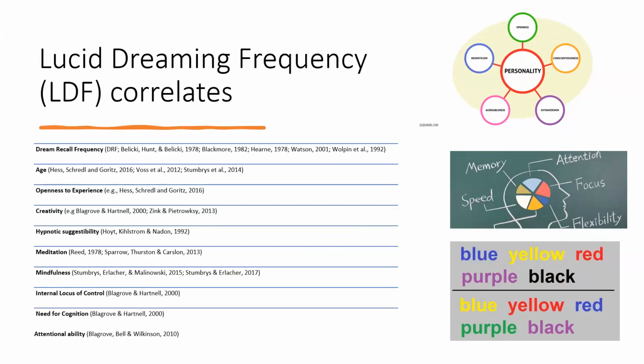But also, several studies have shown that there's differences between those who have high dream recall frequency versus those who have low, and these areas that are different between those who are high dream recall versus low are also implicated in lucid dreaming. Then we have age is a factor. The more we age, the less frequent lucid dreaming becomes. There's openness to experience, which is a personality factor of the OCEAN model, which is the Big 5 personality dimensions. And there's hypnotic suggestibility, creativity, and creativity kind of latches on to openness to experience. There's meditation, mindfulness, internal locus of control, need for cognition, and attentional ability.